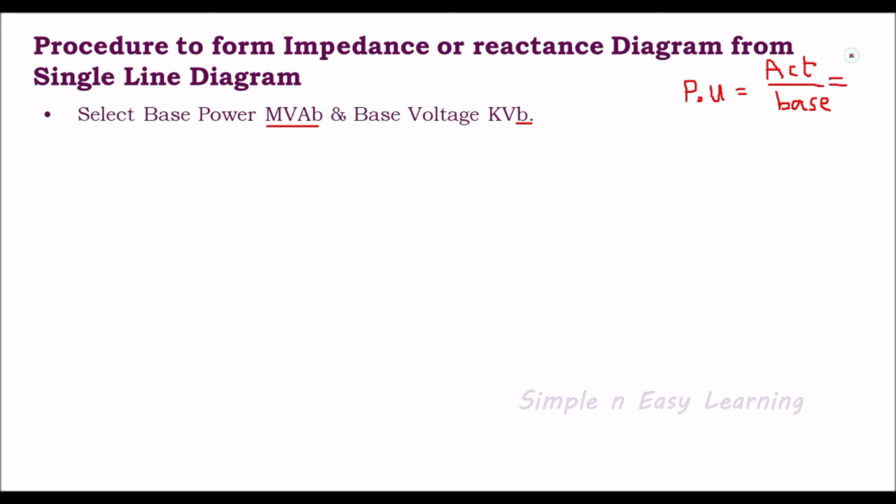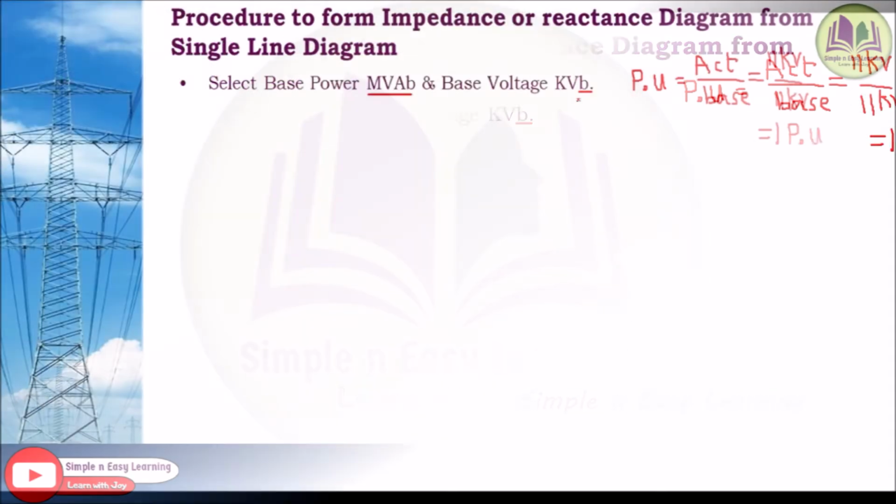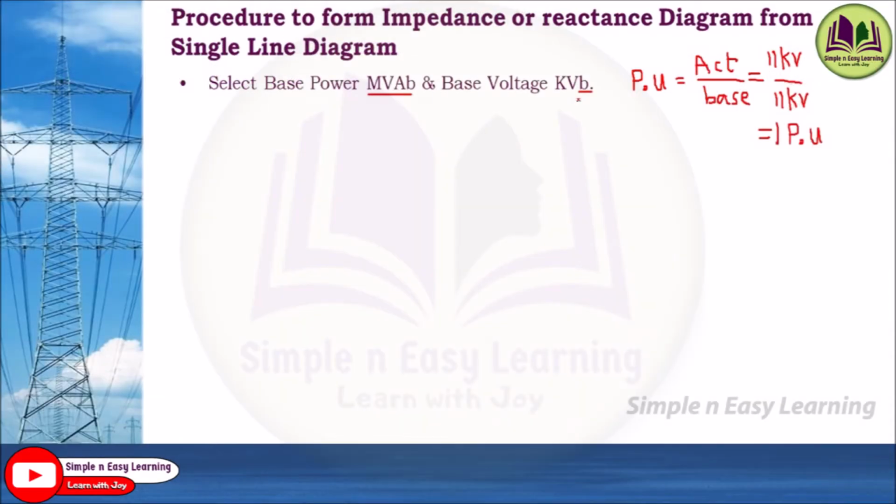So the actual value is, for example, 11 kV voltage, and the base value is also 11 kV. In such a case we will get 1 per unit as the answer. We can use this 1 per unit for calculation purposes. Like that we need to calculate all the values in per unit, and for that we require a base value. So that is our first step: select base power MVAB and base voltage KVB.